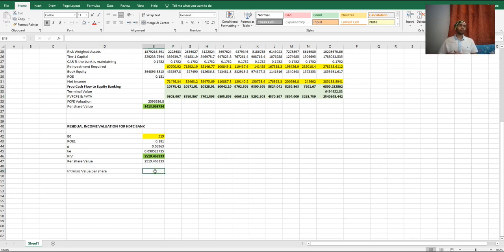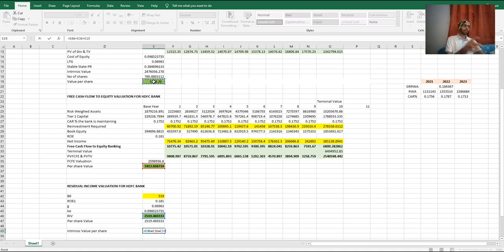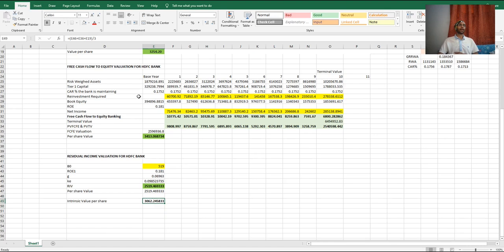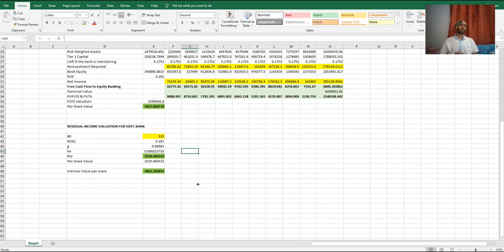So the last step remaining is finding out the intrinsic value using all the three results. What we'll do is we'll simply take an average of the three results. So this is equal to residual income valuation plus free cash flow to equity valuation plus dividend discount valuation, and the sum of it divided by 3. So we get the average of it. The average value comes to 3062. This is the per share value of HDFC Bank.